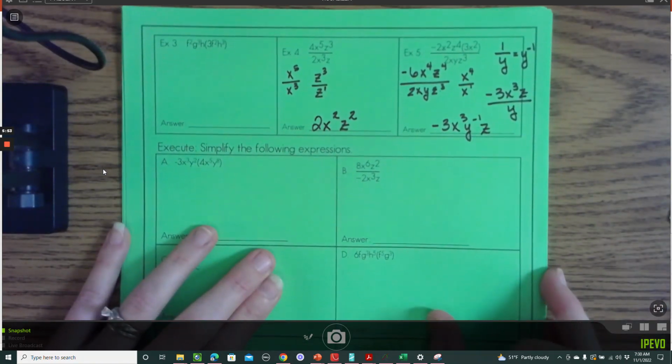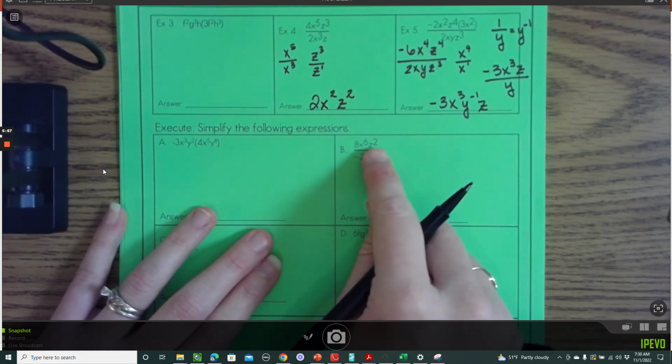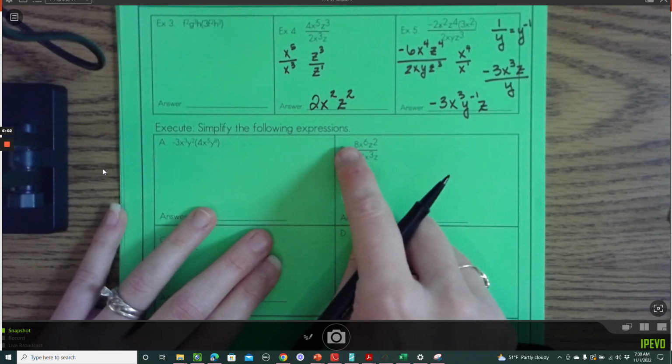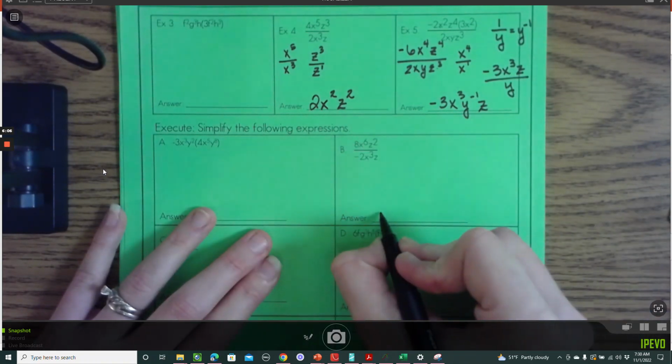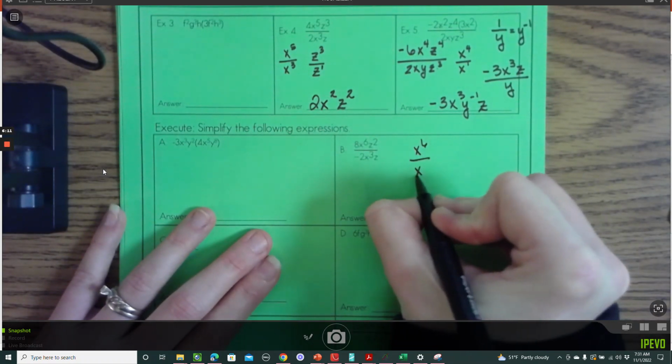Okay, so let's do another division one here. 8x to the 6, z squared, over negative 2x cubed over z. So we do the coefficients first. 8 divided by a negative 2 gives me a negative 4. And then we've got x to the 6th over x to the third.